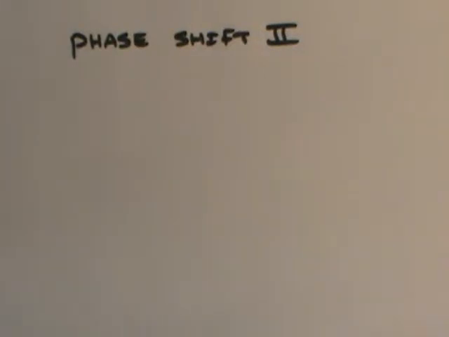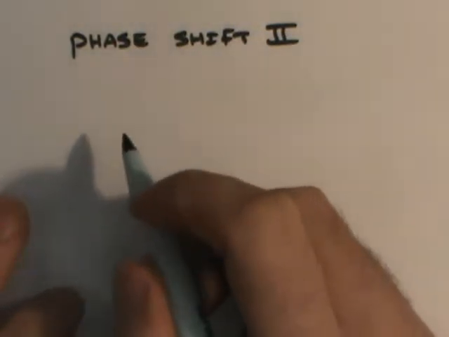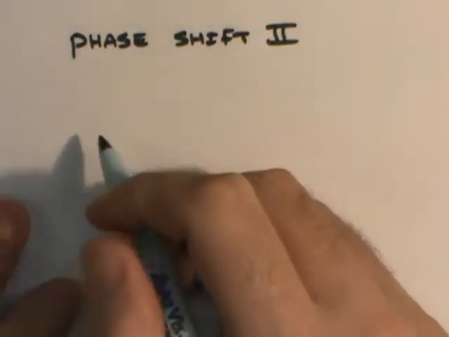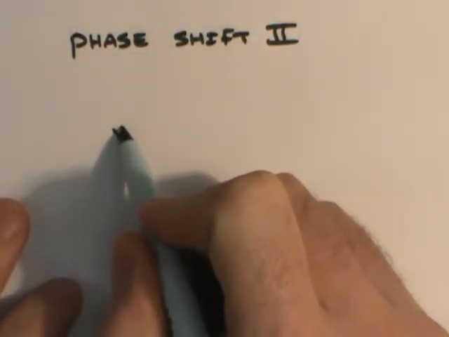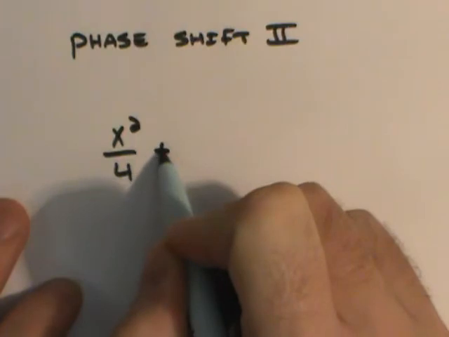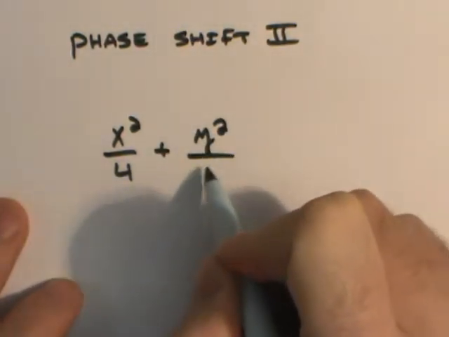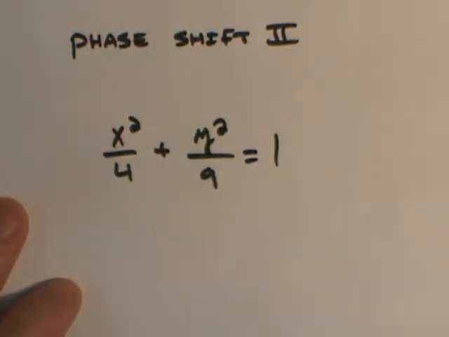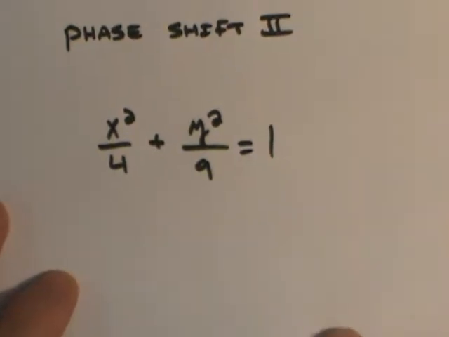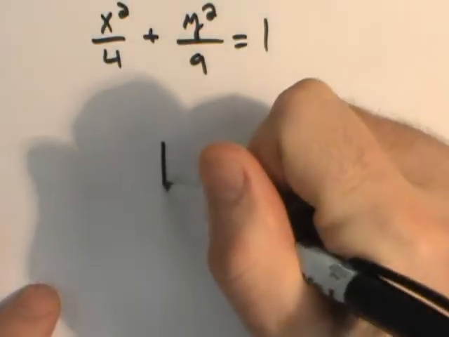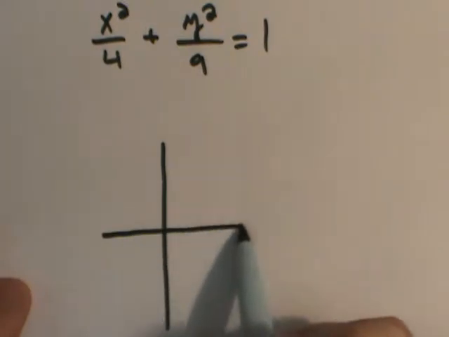Our second example of a phase shift. Let's say we were working with an ellipse, and we said that we had x squared over 4 plus y squared over 9 equaling 1. So that would create an ellipse that's centered at the origin.